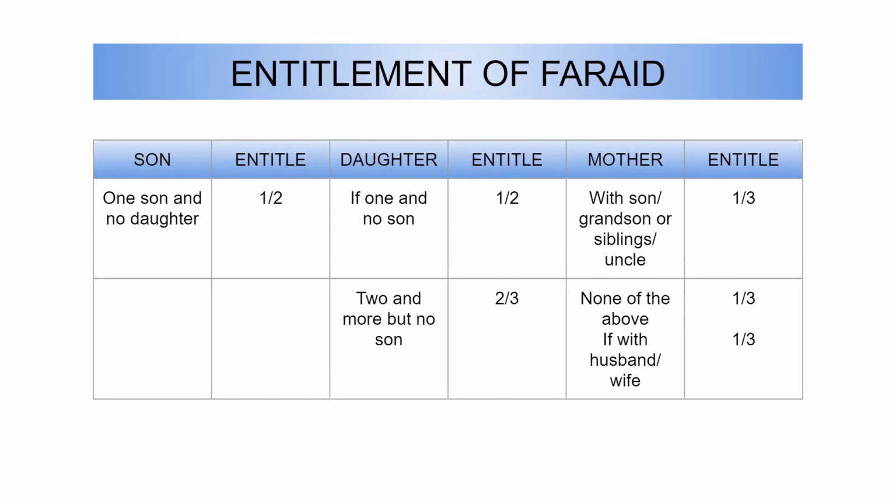And last but not least, for the mother, if she is with the son, grandchild or siblings or uncle, she is entitled to 1/3 of the will. If the mother is with the husband, she will get 1/3 of the Faraid. But if none of the above applies to the mother, she is still entitled to 1/3 of the Faraid. That is all for the entitlement of Faraid.